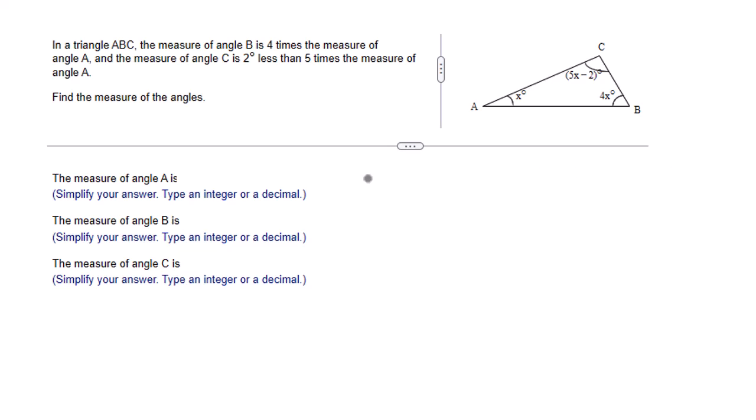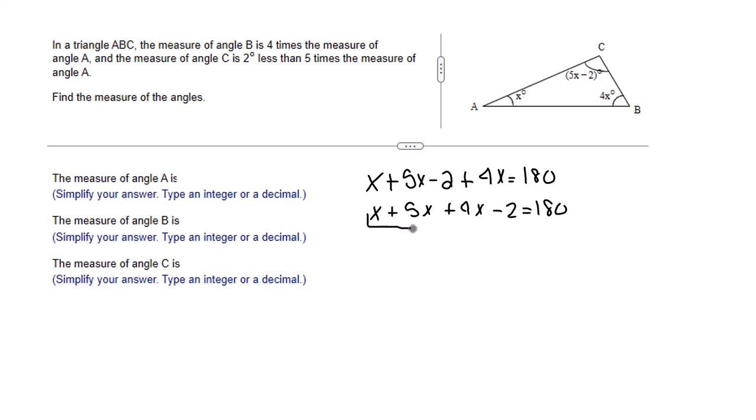Okay, let's see how you did. Remember, the interior angles of a triangle add to 180 degrees. That means we're going to take x plus 5x minus 2 plus 4x, and that's going to equal 180 degrees. Now, I like to put like terms next to each other first, so that's what I'm going to do. X plus 5x plus 4x minus 2 equals 180 degrees.